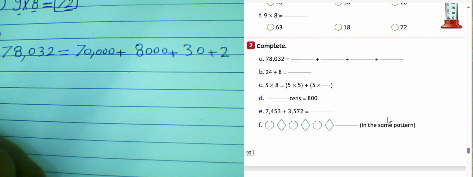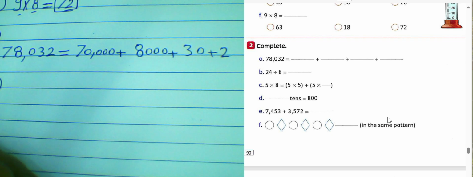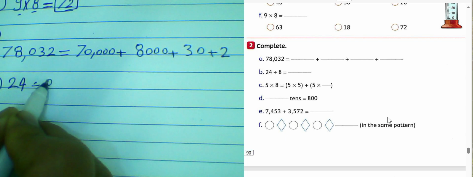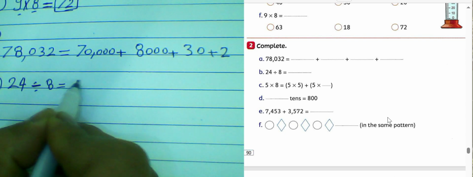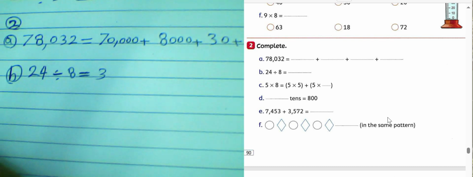Next question, letter A. Letter B, 24 divided by 8, the result will be 3, because 3 times 8 equals 24.